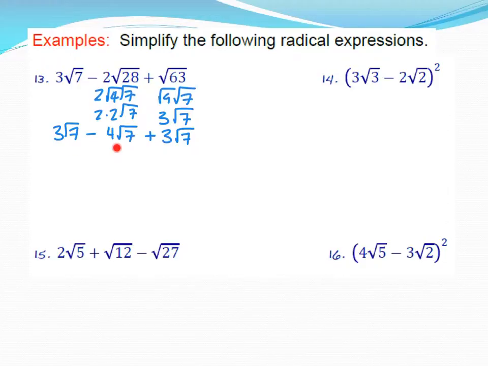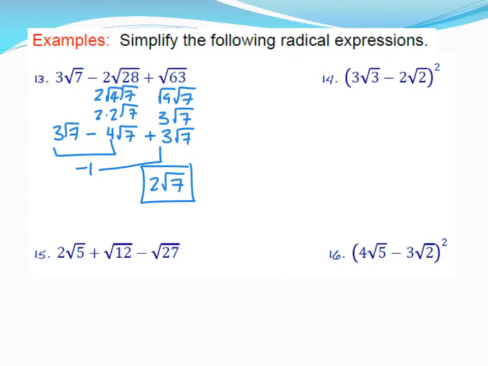Notice all the radicals are all the same. So all I'm going to do is take 3 minus 4. So 3 minus 4 right here would be negative 1. Take the 3 with it. Plus 3 would give me 2 radical 7. Simplified, bing, boom, bang. Let's go.